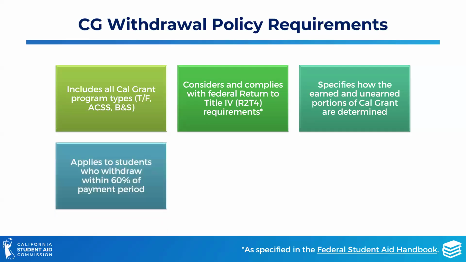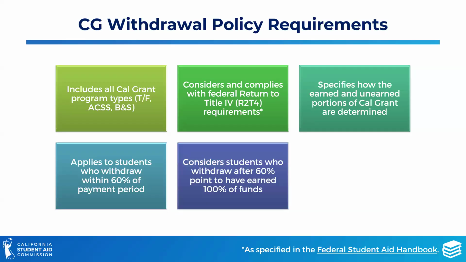Your policy also should apply to students who withdraw within 60% of the payment period. This is in alignment with federal policy. So if they're withdrawing before that 60% mark, they will have to have their Cal Grant calculated to determine which is earned and which is unearned. Now, your policy should also consider students who withdraw after the 60% point to have earned all of the money they were disbursed. This is also in alignment with federal R2T4.